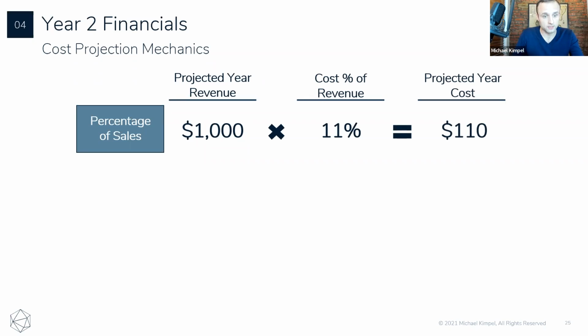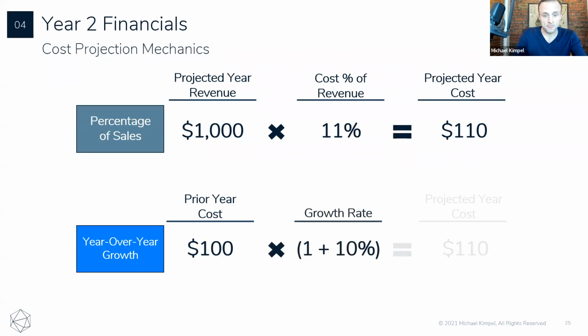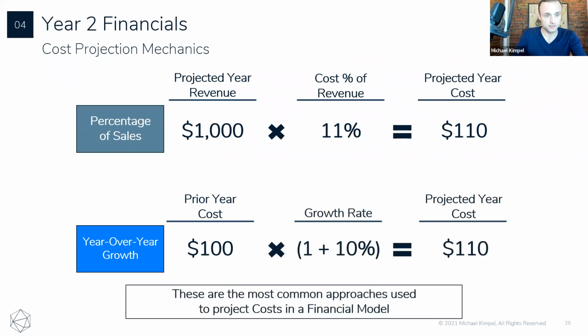What's the cost percentage of revenue assumption, and then what's the projected cost. Now, again, if the cost is a little bit more fixed, meaning it's not going to grow in line with the business, we'd probably use year-over-year growth, which is exactly what we saw with revenue a second ago, where we say, okay, well, what was the cost? Okay, let's now grow that into the future at some assumed growth rate. And then that's going to get us to the projected year's cost.